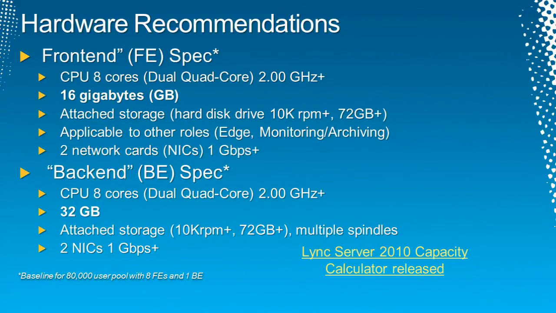We do support NIC teaming, and in some instances, if you prefer, you would have 4 NICs on your server, where one team is for client access and the other team is for administrative access. On the backend side, we have similar specs: 2 CPUs with 8 cores, and we would like you to have more memory, especially if you have 80,000 users.